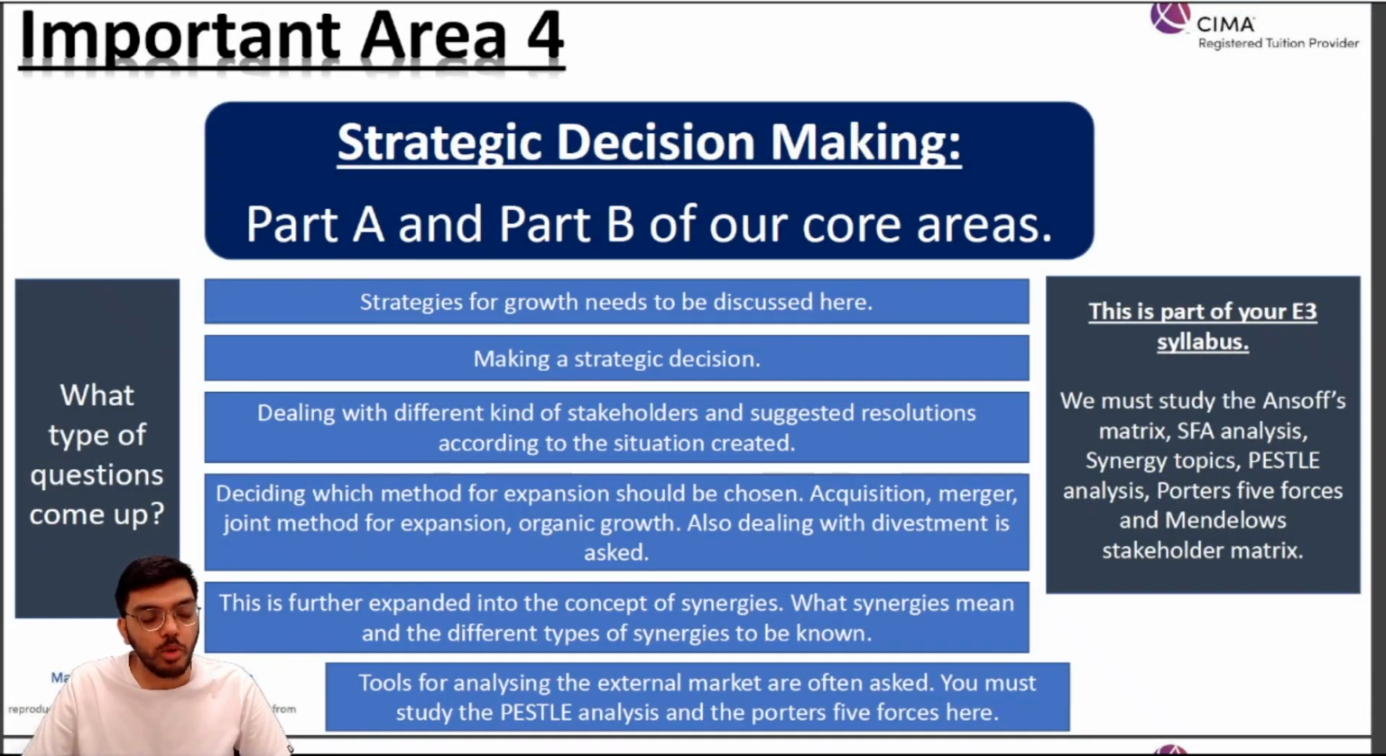Next, we have important area number 4. This area deals with all kinds of decision making that is asked from the strategy perspective in your core area A and core area B. Now, strategy is a very important word for the strategic case study exam, obviously, because you have been given the role of a senior finance manager. And a senior finance manager is always involved in strategic decisions in taking the business forward.